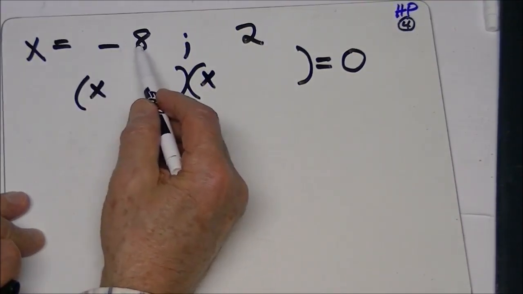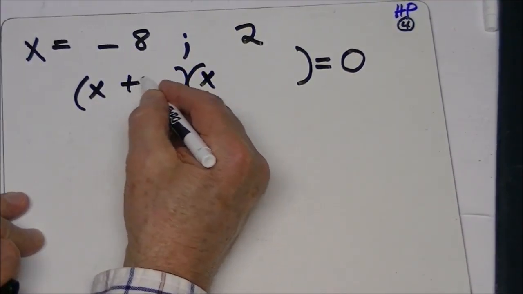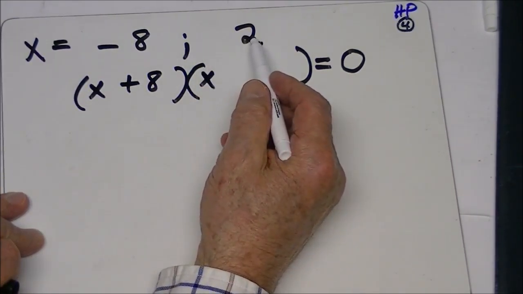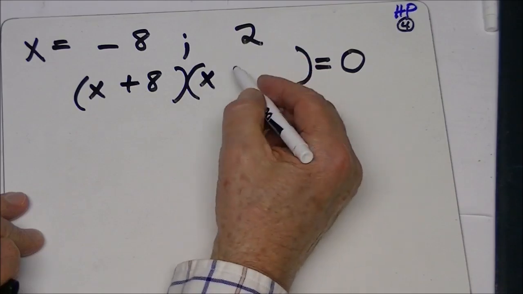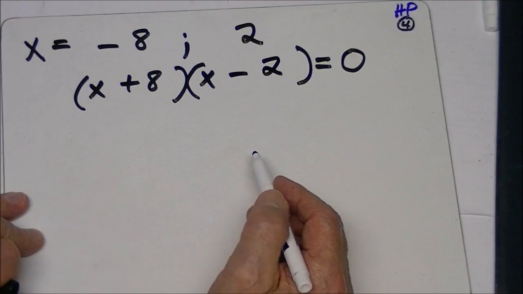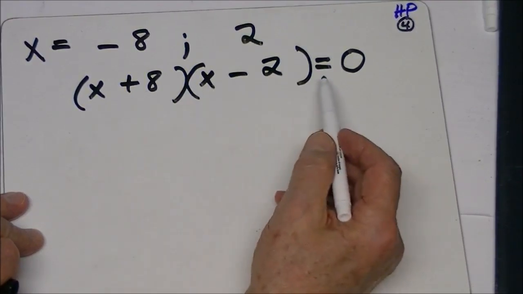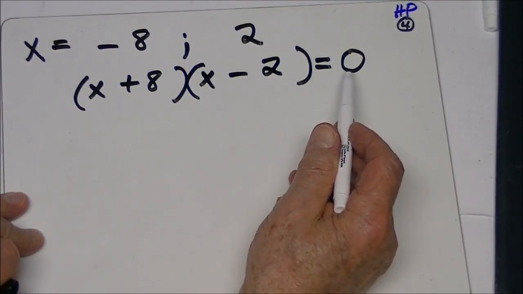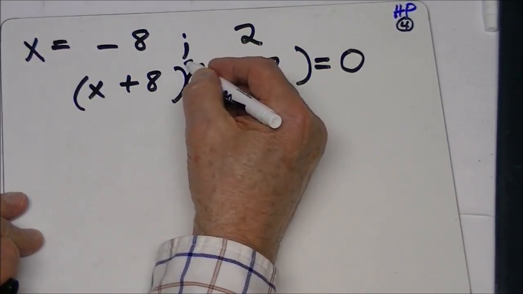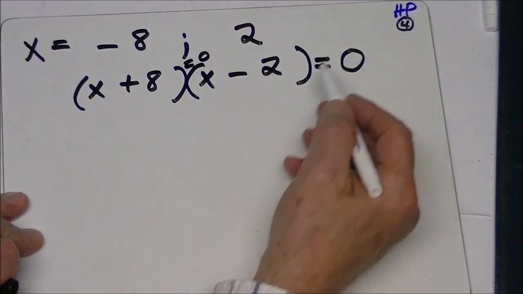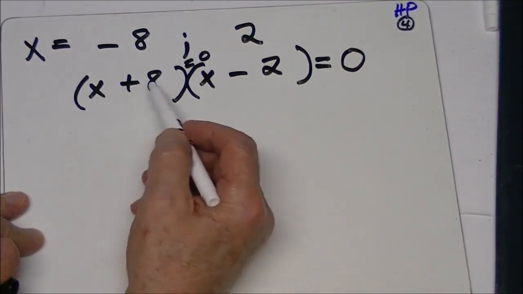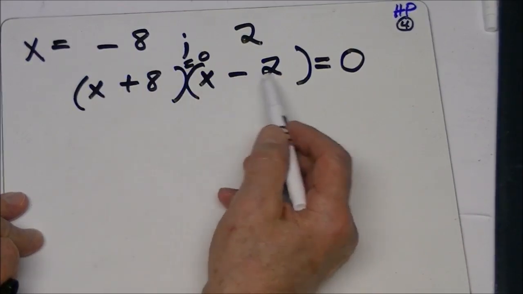So if it was -8, originally it was a +8. And here, if this is a +2, it was a -2. So if we were to solve it in finding the zeros, we would equate this factor to 0 and this factor to 0. And when we did so, x would be a -8, x would be a 2.